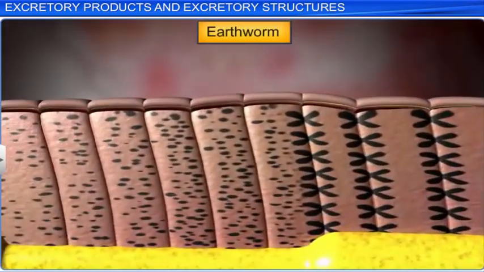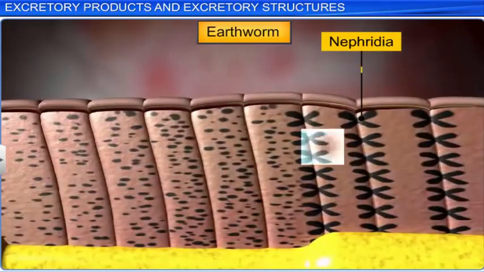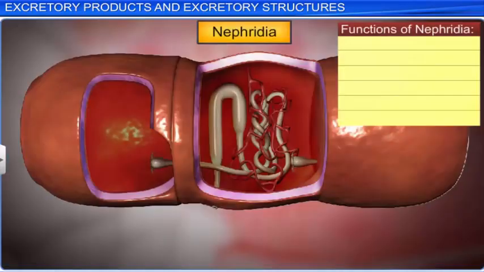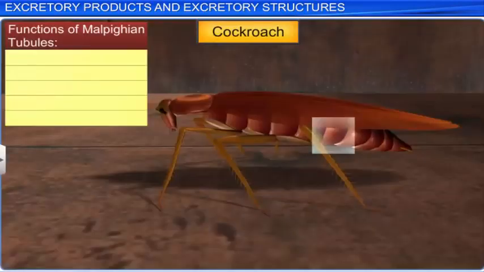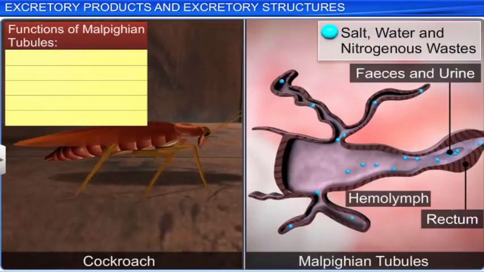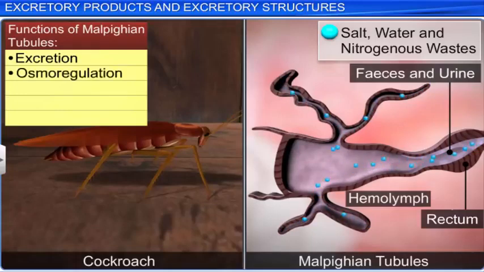Another excretory structure is the nephridia found in many annelids like the earthworm. Nephridia are tubular structures that help remove nitrogenous waste and maintain the fluid and ionic balance. Malpighian tubules are excretory structures found in arthropodans such as insects and arachnids. These tubules, along with removing nitrogenous wastes, perform the function of osmoregulation.